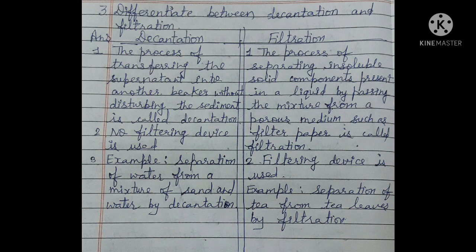Now filtration is the process of separating insoluble solid components present in a liquid by passing the mixture through a porous medium such as filter paper. In filtration, a filtering device is used. For example, separation of tea from tea leaves by the filtration process using a strainer.